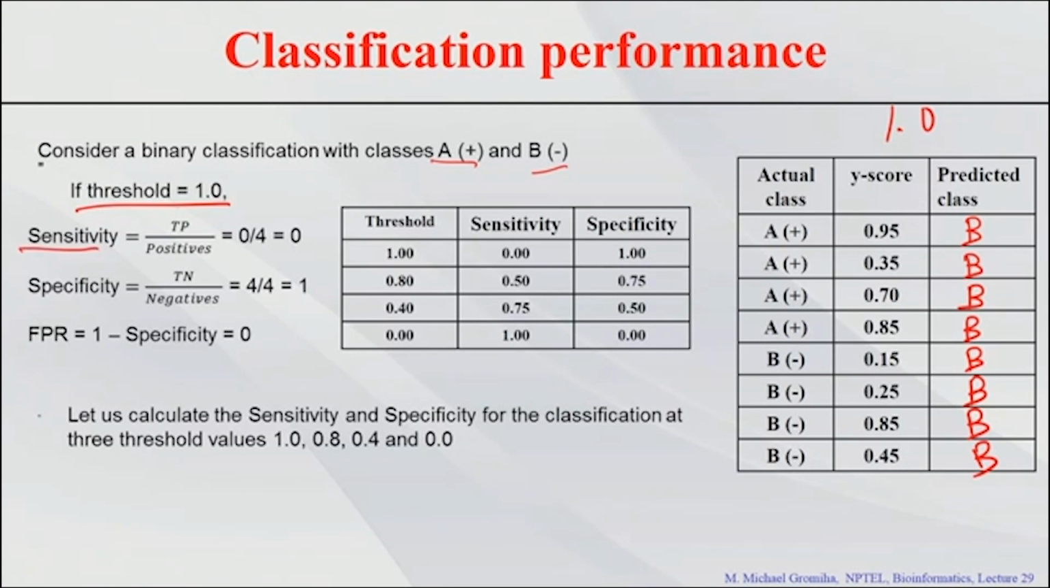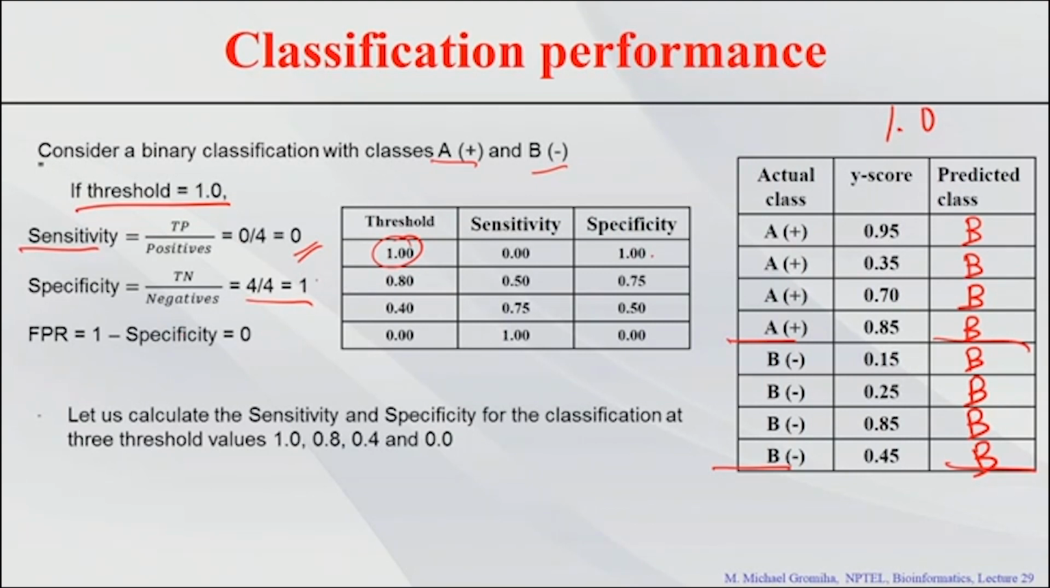What is sensitivity? True positives by positives, but no A's are correctly predicted. So it is 0. Specificity: how many B's are in the data set? 4 B's. How many B's are correctly predicted? All 4 are correctly predicted. So 4 by 4 is equal to 1. So for threshold 1, sensitivity is 0 and specificity is 1. The false positive rate is equal to 1 minus specificity. Specificity is 1, so this is equal to 0.